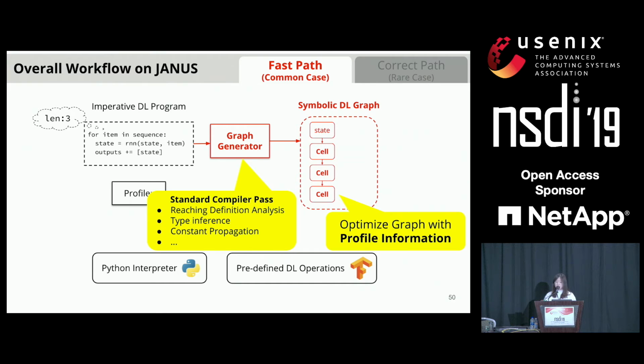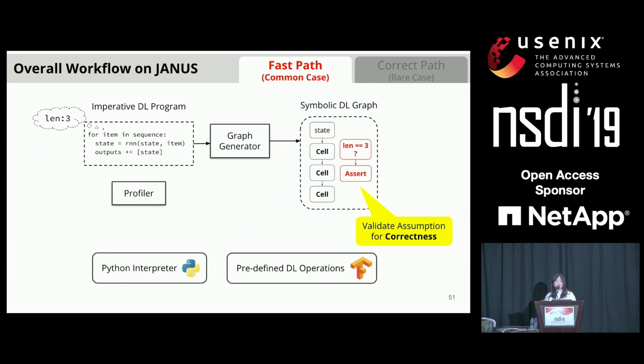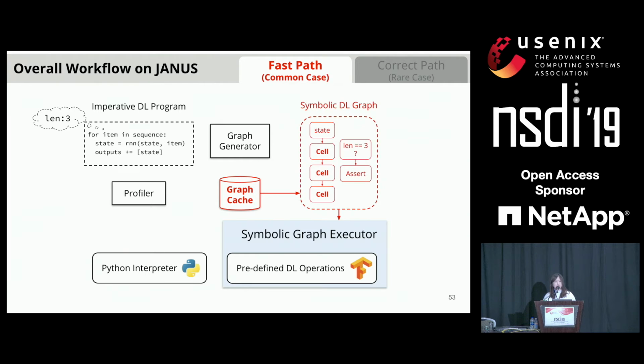In this case, the for loop is unrolled 3 times based on the assumption that the length of a given sequence will always be 3. And to validate this assumption, we add additional operations to check that the length of a given sequence is actually 3, and to abort the graph execution when the assumption is broken. The generated graph gets stored in the graph cache. Then, on following invocations of the same program, the cached graph is executed. This is the fast path that covers most of the program execution.